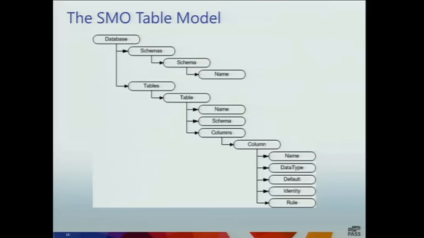Underneath the server object is a collection of databases. And in each database, there's a schemas collection and a tables collection. The schemas, of course, define the various schemas that are there, and the tables define the tables. Underneath the tables collection, we have each table. It has a name property, it has a schema property, and it has a columns collection. Inside that columns collection is a group of columns that have properties for name, for data type, for default, for whether or not it's an identity column, whether there's a rule associated with that column, etc. These are all properties that we can use to get where we want to go.